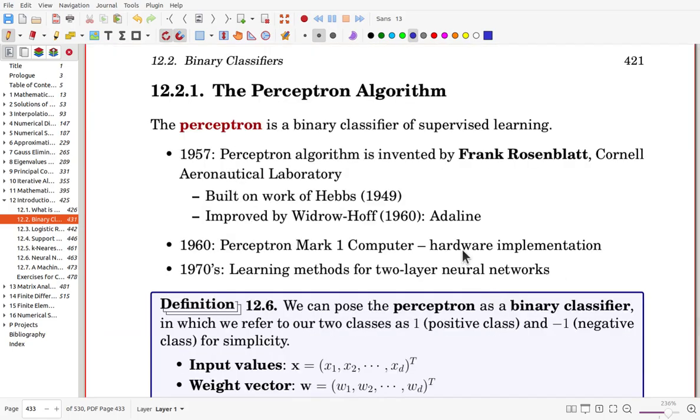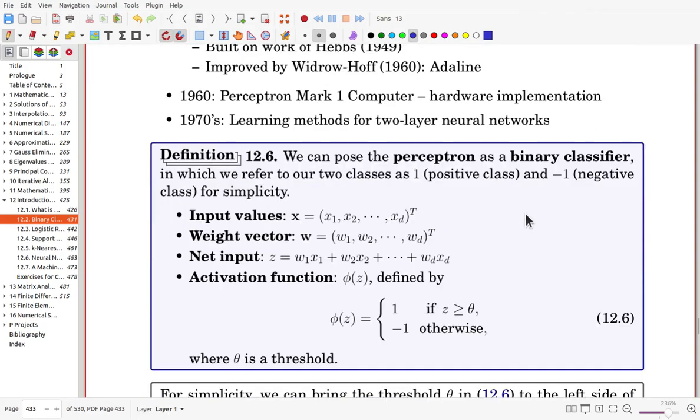Now we'll begin a practical algorithm. In modern society, Perceptron is not being used in this form. However, this is the earliest algorithm, so we need a little bit of knowledge on this one. Perceptron, from the 1950s, the algorithm was being used, and the inventor is Frank Rosenblatt. And here we have some detail about the algorithm. We can formulate the perceptron algorithm as a binary classifier in which we refer to our two classes as 1 and -1, as positive class and negative class for simplicity.